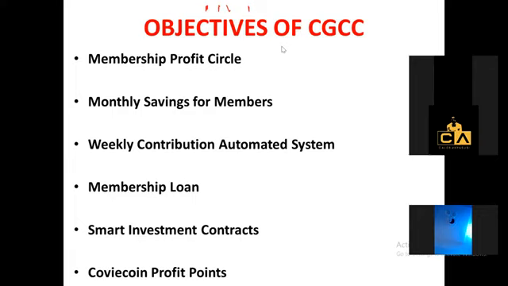So we don't want to rush into it. That's why we are giving members of this cooperative an opportunity to accumulate coins, or to accumulate profit points that can be converted to COVID coin when we fully launch. I'm just going to go through all of that as well.